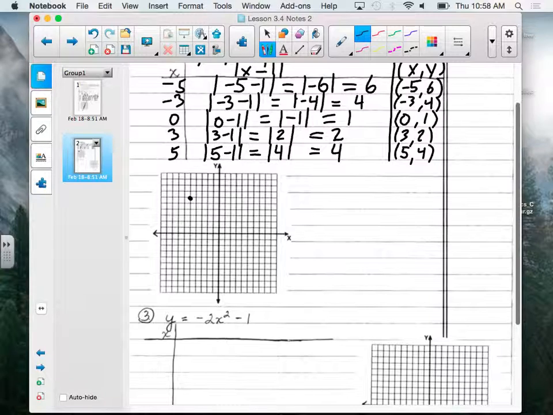Second point, -3, 4, 1, 2, 3, 1, 2, 3, 4. 0, 1, go up just 1. That's a bad point. 3, 2, go over 3, up 2. And then 5, 4.